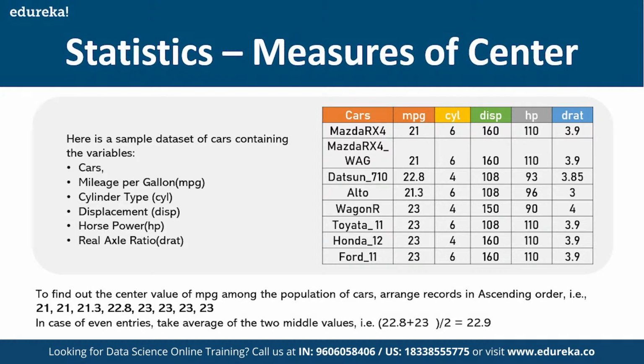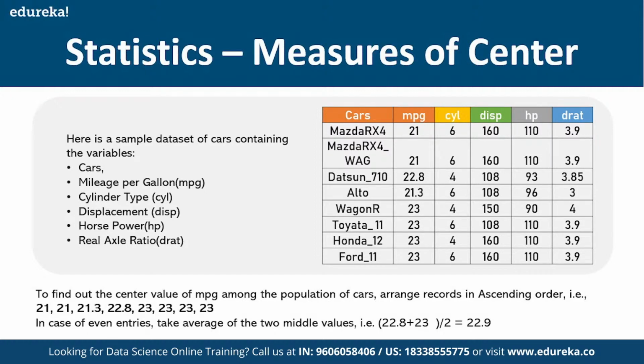But let's say if it is an odd number of values, you will take the middle value. If it is an even number, you have to take the arithmetic mean of the middle two values. So if you take the arithmetic mean of the middle two values, these two are the middle two values. If you calculate the mean of these two, you get this. So you are saying my center value is 22.9.